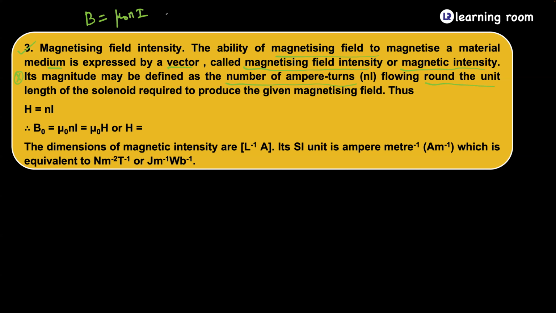So can I write this as mu naught into capital N into I divided by L? Because small n is capital N by L. Am I clear with this point? So the number of ampere turns per unit length is what is called the magnetizing field intensity. To put it simply, this whole term can be replaced with the magnetizing field intensity, which is given by the expression H.